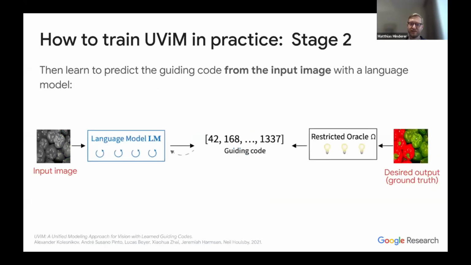And then in the second stage, we use a language model to emulate the outputs that the restricted oracle has learned. But now, instead of inputting the ground truth, which we obviously don't have access to during inference, we use the input image as the input to this language model. And then it learns the guiding code, which can then be used to guide the base model. And there are some tricks involved to make this stable, like token dropout and so on, but they are described in the paper.